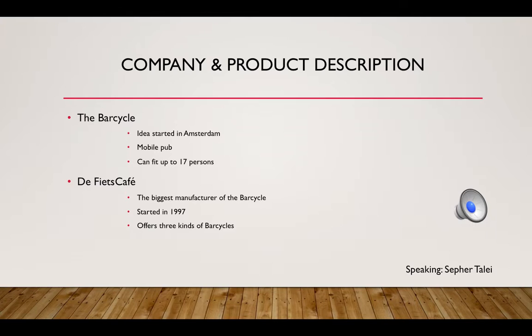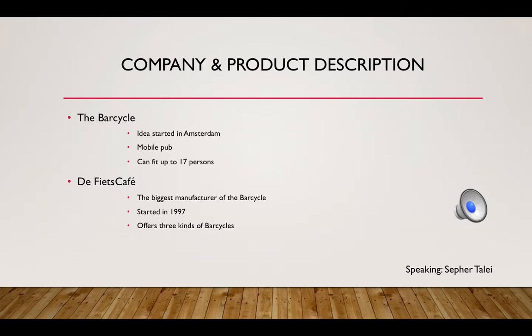Thank you, Ronald. Well, let's have a look at the product that we want to export. The Barsicle. Barsicle is actually a mobile pub. It can fit up to 17 persons, depending on the size of the bike, of course, because we have 3 sizes. So you have one for 12, one for 16, and one for 17 persons. Everyone has their own pedals to participate in cycling the bike forward. You're seated around an oval bar, which makes you feel like you and your friends are at an actual bar. The driver of this cafe-like vehicle on wheels is obligated to stay sober, of course, because of participating in public traffic.